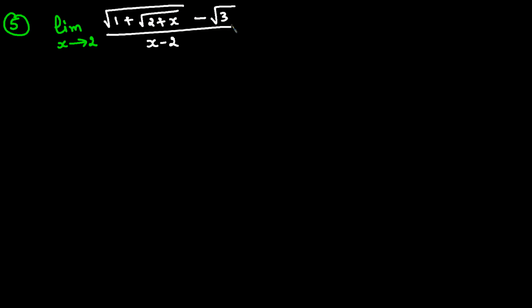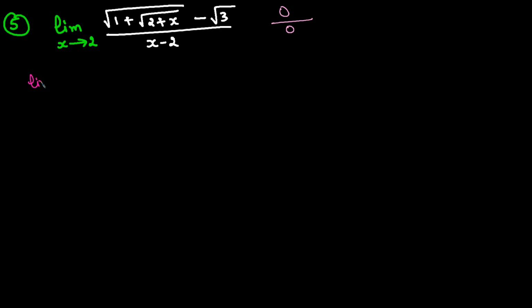Okay, so let's find out if it's 0 over 0 or infinity over infinity. When x approaches 2, we put 2 over here. This gives me square root of 4, which is 2. 2 plus 1 is 3. So we got square root of 3 minus square root of 3, which gives me 0 in the numerator, and 2 minus 2, 0 in the denominator. Okay, so let's rationalize the numerator.